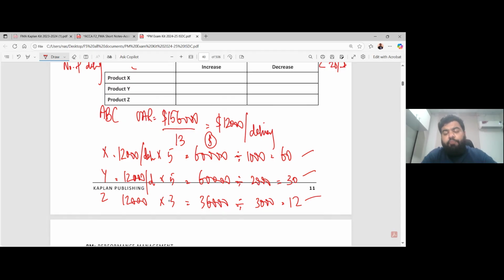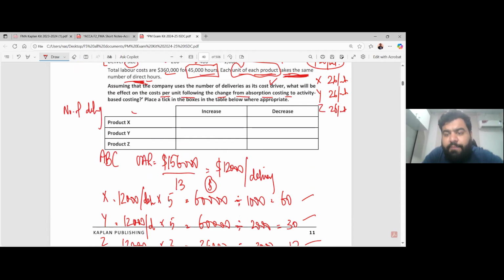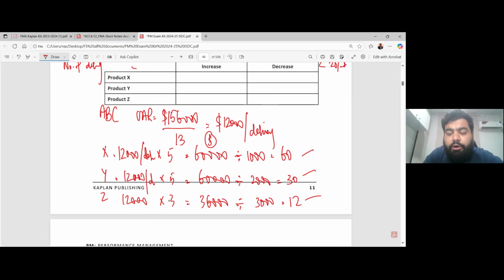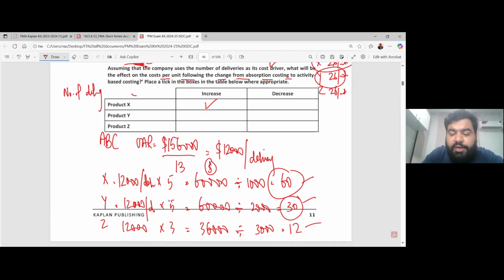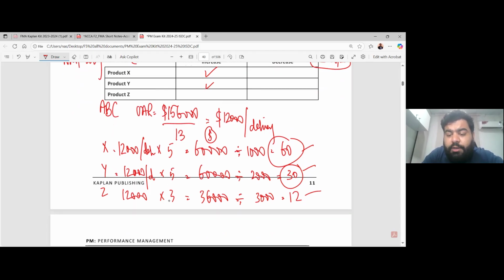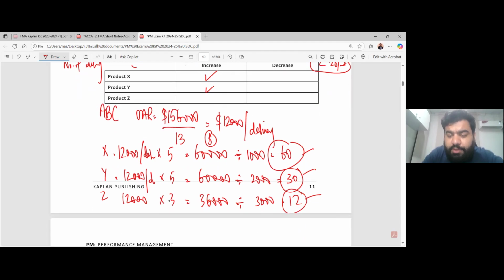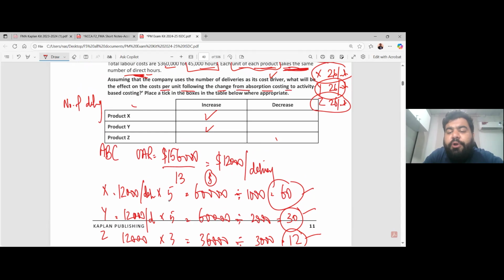60, 30, and 12. Now if you see, when absorption is being used, X was giving you 26 per unit and now 60. It means product X cost per unit increased. Y was giving 26, but now it's 30. Again, it's increased. And Z was giving you 26, and now it's 12. That means product Z production overhead per unit will decrease.